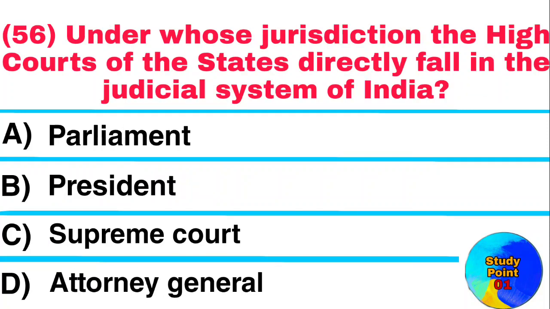Question. Under whose jurisdiction do the High Courts of the states directly fall in the judicial system of India? A. Parliament. B. President. C. Supreme Court. D. Attorney General. Answer. Supreme Court.